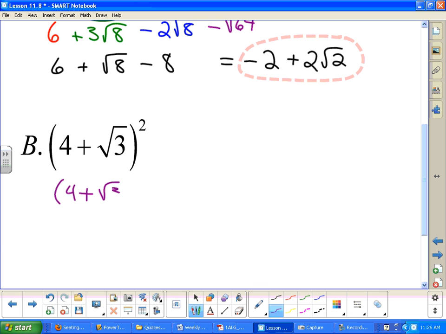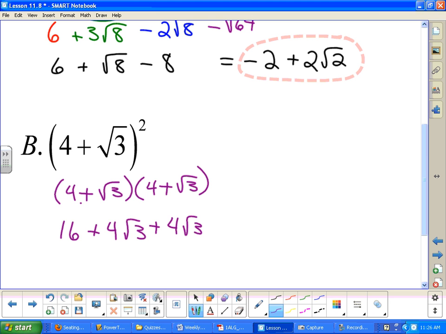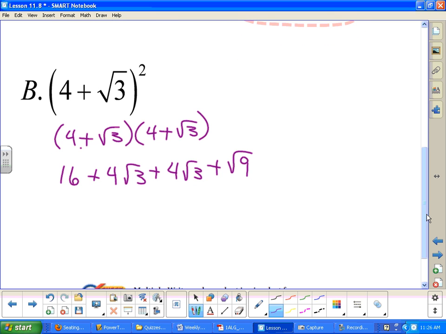4 plus square root of 3 times 4 plus the square root of 3. Okay, and then we FOIL it. So we get 16, since 4 times 4 is 16, then 4 square roots of 3 from here to here, plus another 4 square roots of 3, and then plus the square root of 9. Did good. All right. So 16 plus the square root of 9, which is 3. So 16 plus 3 is 19 plus 8 square roots of 3.